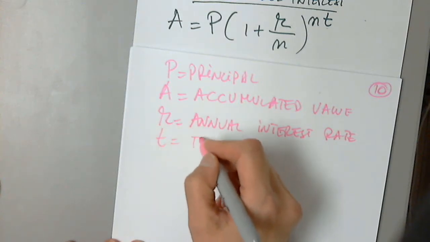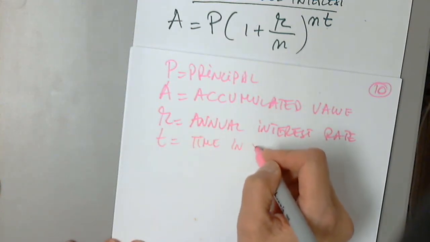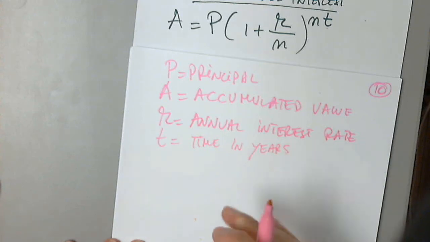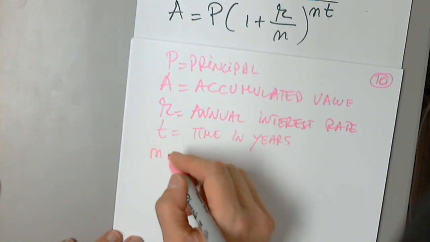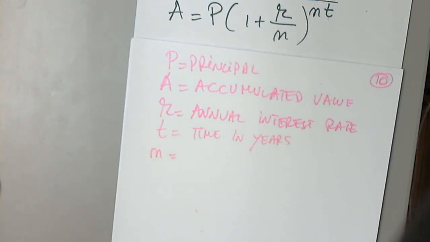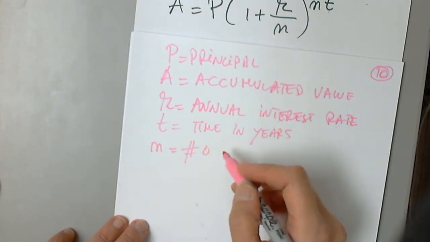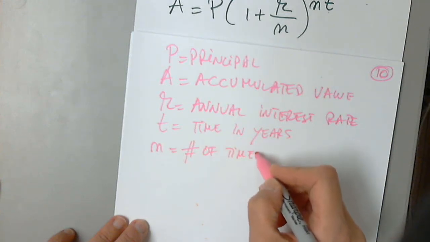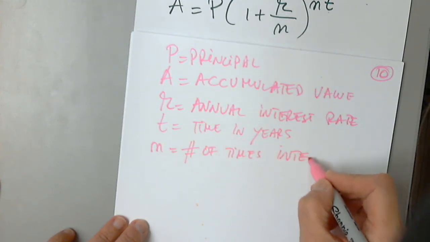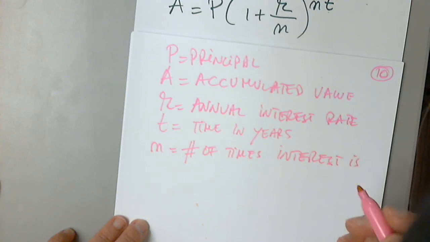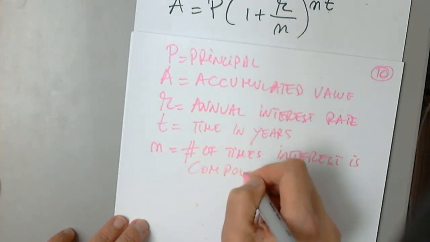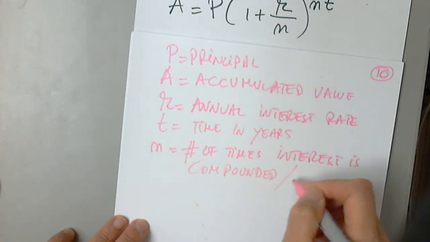Lowercase t, time, in years. And lowercase n, the number of times the interest is compounded per year. Number of times interest is compounded per year.